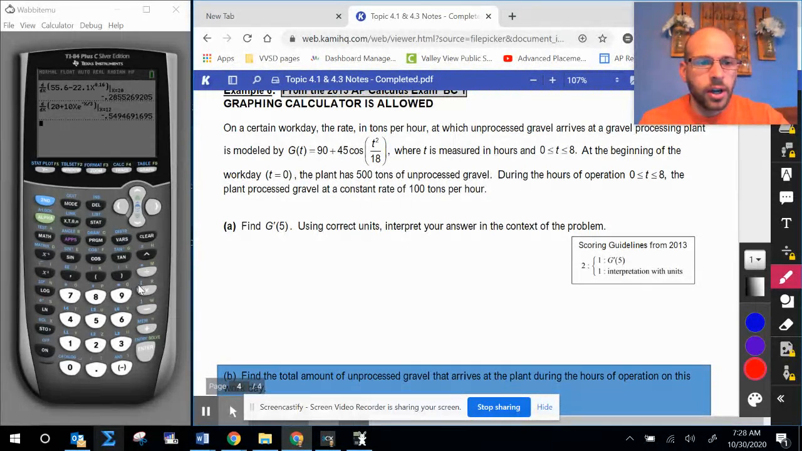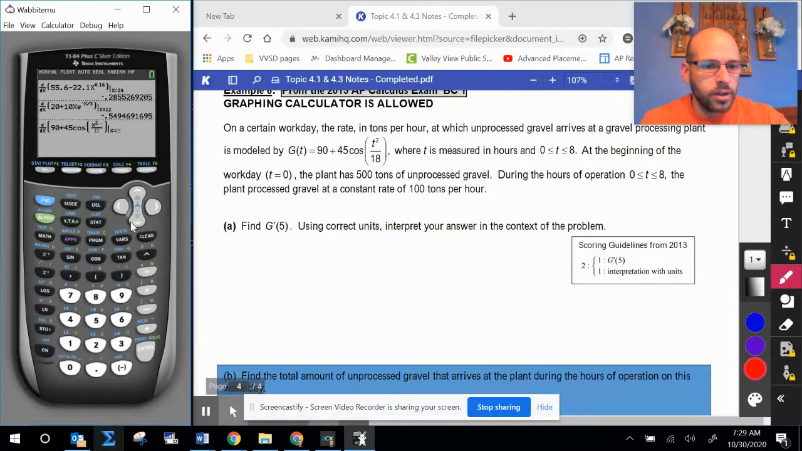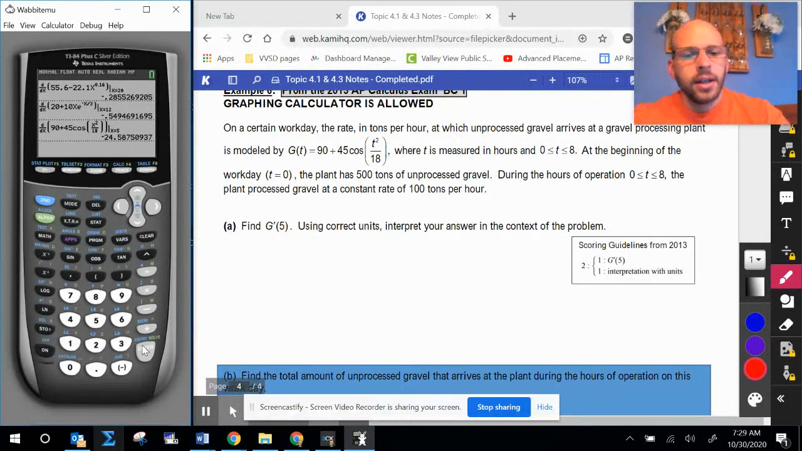Now again, this was a calculator active problem. So I'm going to say math number 8. So I'm going to say I have a 90 plus 45 cosine. I'm going to use my fraction of x squared over 18. And I want that derivative at 5. Now, before I press enter, one thing you should know, you should always be in radians in this class. So whenever you're typing trig functions in your calculator, we want to make sure we're in radians.